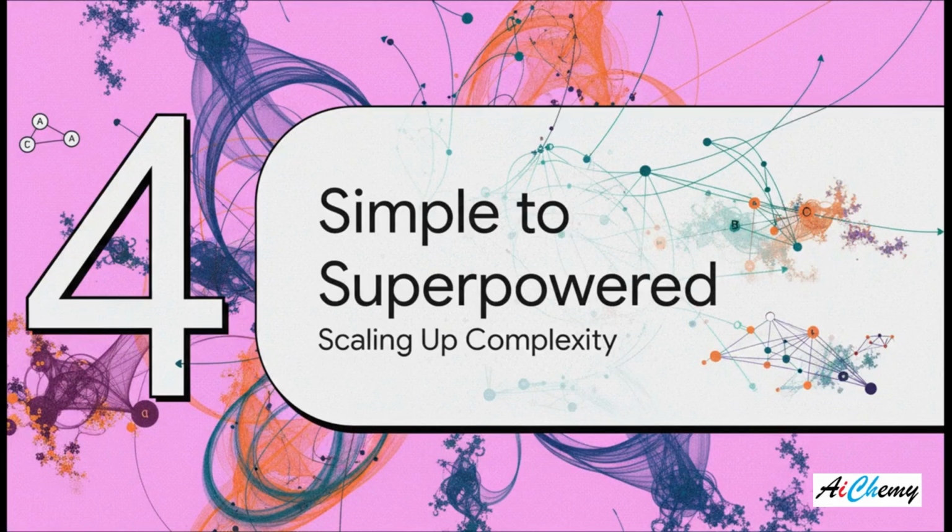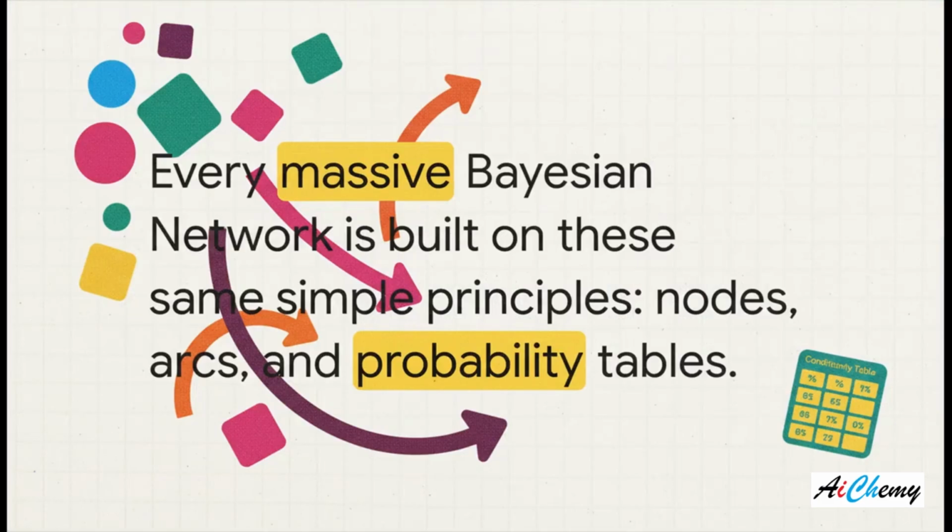So, okay, we've just built a teeny tiny little two-node network. But don't let that fool you for a second, because these exact same fundamental building blocks are all you need to model unbelievably complex systems. Let's see how this really scales up. Seriously, every single massive, mind-bogglingly complex Bayesian network you will ever see is built from these three simple things. Nodes for the events, one-way arrows with no loops showing the influence, and a bunch of probability tables to put numbers on it. That's the whole shebang.